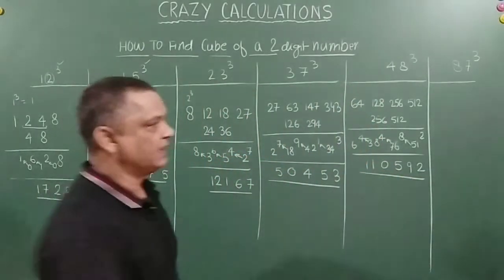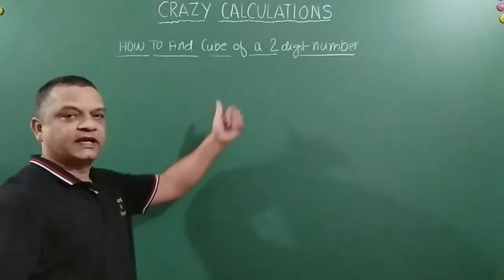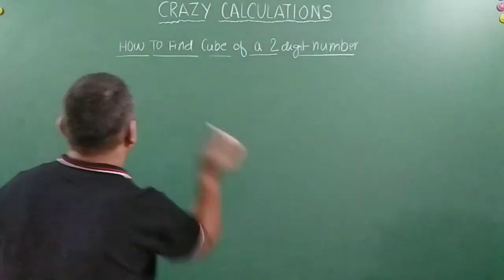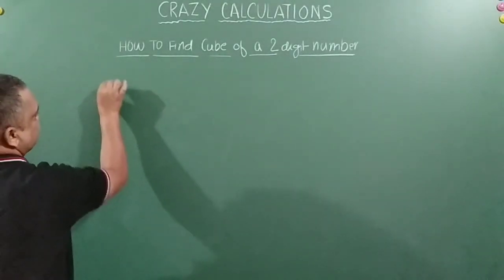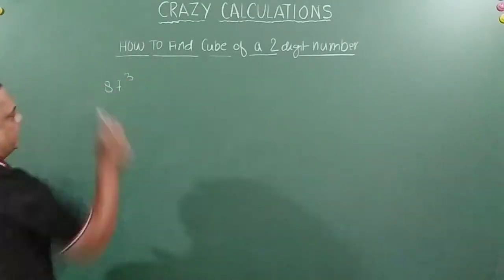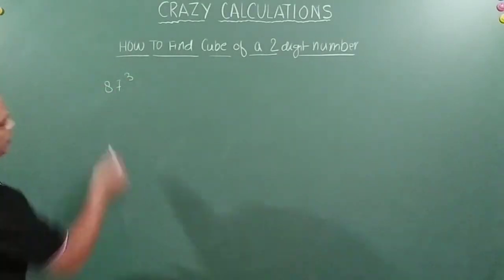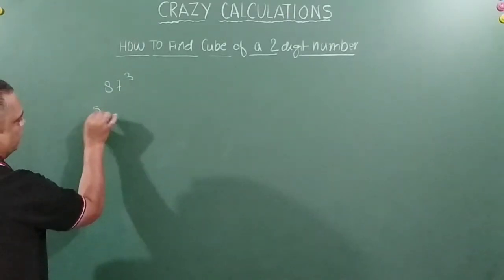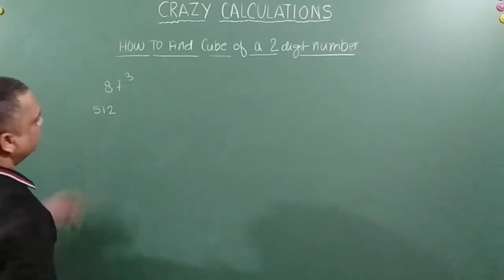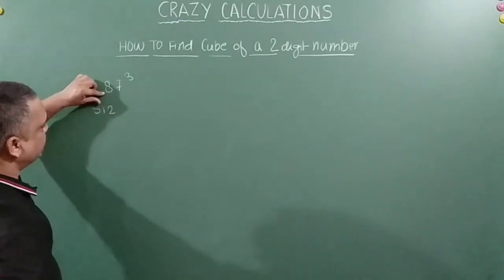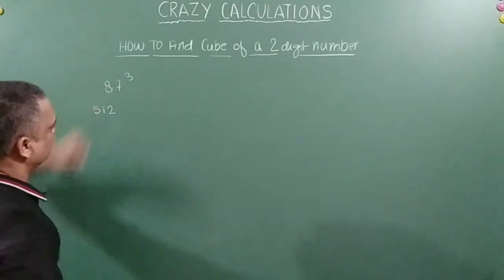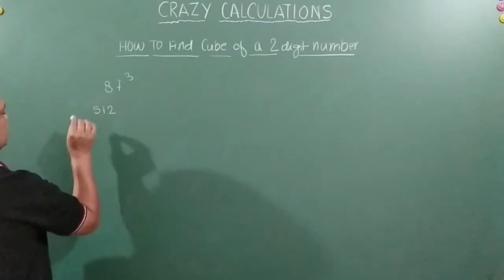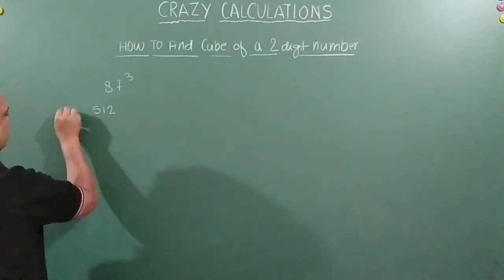Right? Like that. Okay, friends. So let's take 87, which was actually left behind. Okay, 87 cube. Right? So what we are going to do is that the first digit cube, that is equal to 512. Now 512 divided by 8 is nothing but 64. 64 into 7. Let's do it here.